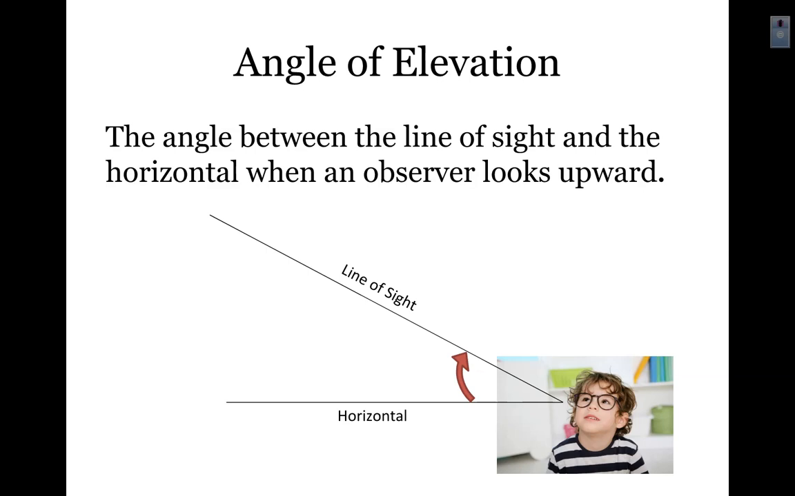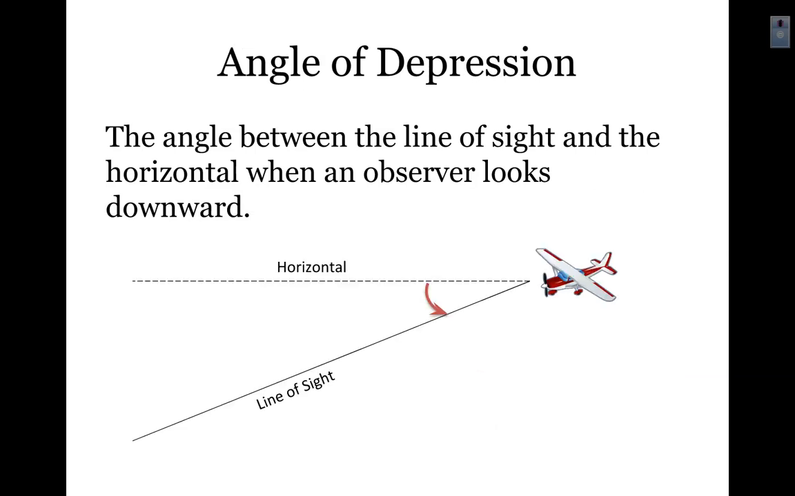So the angle of elevation or depression, whatever it may be, always goes from the horizontal to the line of sight. If you're looking up, it's an elevation. If you're looking down onto something, it's a depression. So if you have a pilot up here looking out front to the horizontal and then looking down to something on the ground, that is his line of sight. Therefore, this is the angle of depression. It's the angle between the line of sight and the horizontal when an observer looks downward.